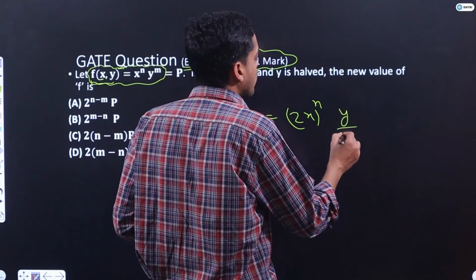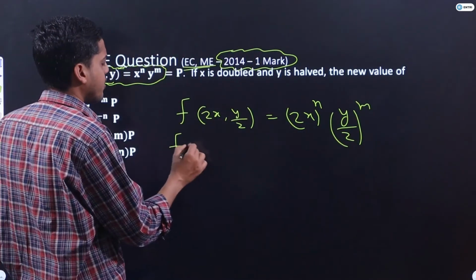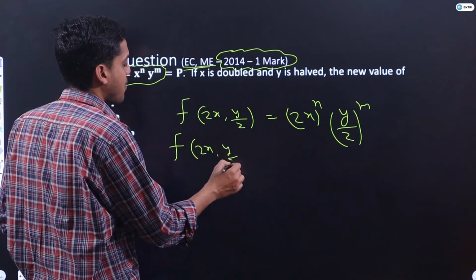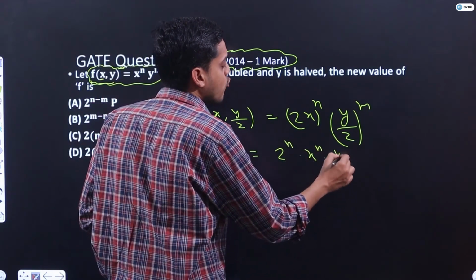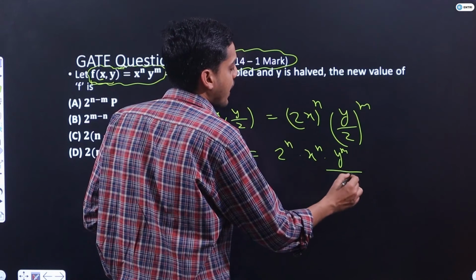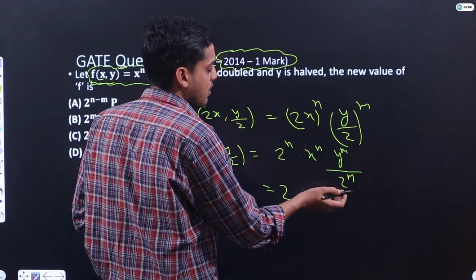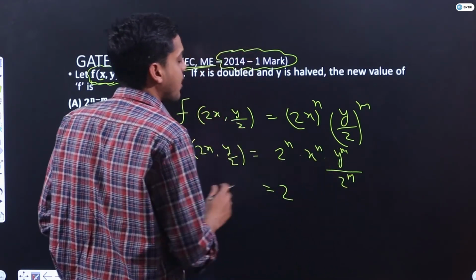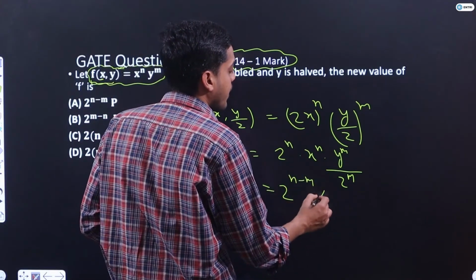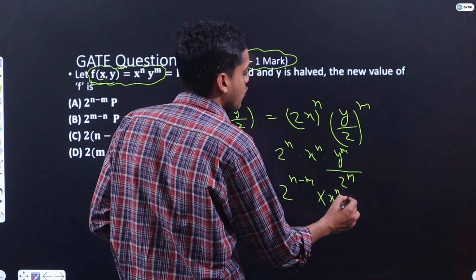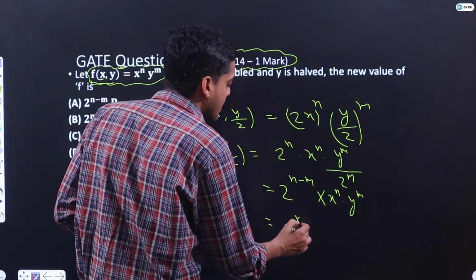So ultimately here y by 2 is to the power m. So now you will say the function f of 2x, y by 2 should be equal to 2 to the power n into x to the power n into y to the power m upon 2 to the power m as well. So ultimately 2 to the power n over 2 to the power m. If I take this 2 to the power m in the numerator, m will become negative. So you will say 2 to the power n minus m into x to the power n into y to the power m. Now you will say, sir, it is 2 to the power n minus m, as it is.